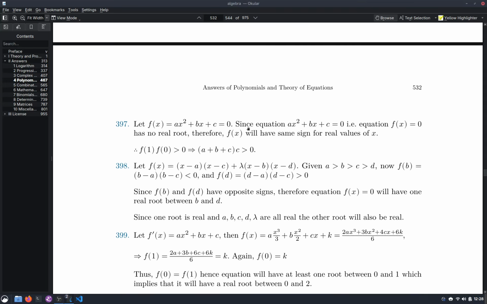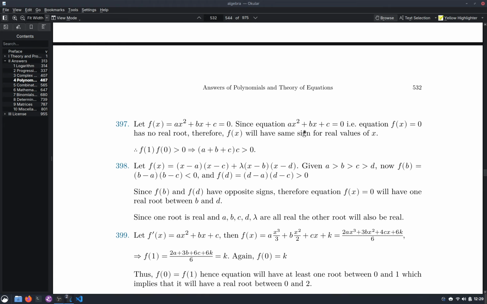So the equation is given as f of x is equal to 0, which has no real roots. Therefore, f of x will have the same sign for real values of x. Now, f of 1 and f of 0 are both greater than 0 or both less than 0. f of 1 is a plus b plus c and f of 0 is c.